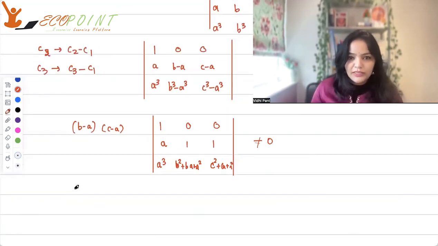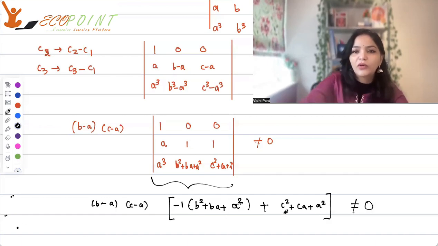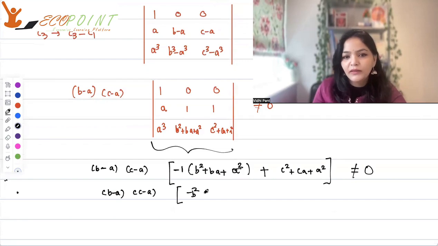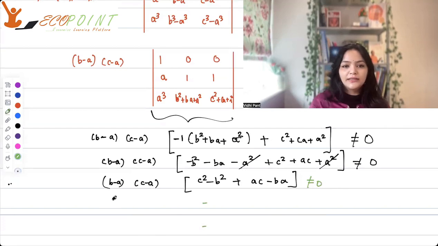Okay. So which means that if now you look at this determinant, what is it? So expanding through the third column, this is the determinant you will get, and this entire product should not be equal to 0. So यहाँ से हमारे पास आ गया (b minus a)(c minus a). Let's just open this up now. This is minus b square minus ba minus a square plus c square plus ac plus a square. So clearly a square हुआ cancel. This should not be equal to 0, which means (b minus a)(c minus a) as it is.